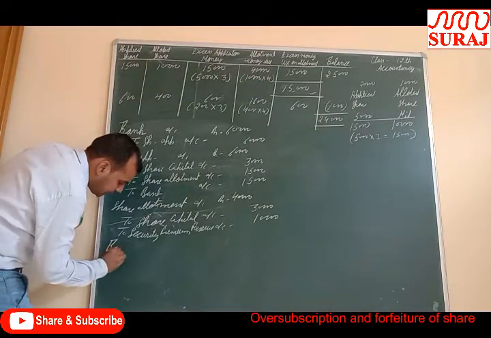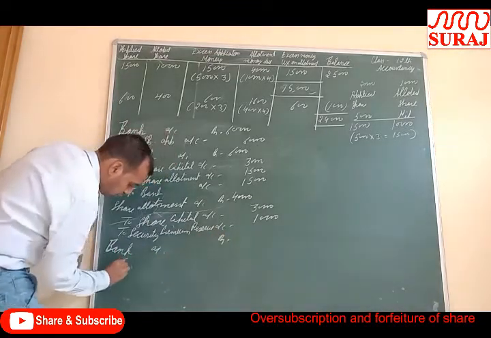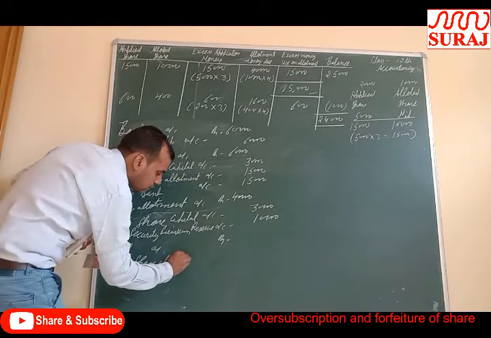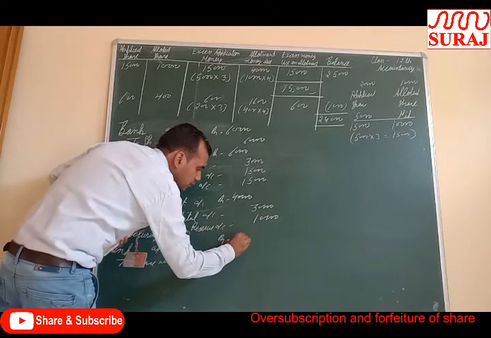Bank account debit to share allotment account ₹24,000.